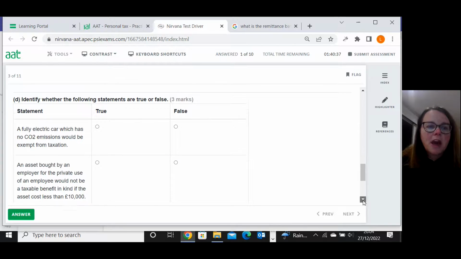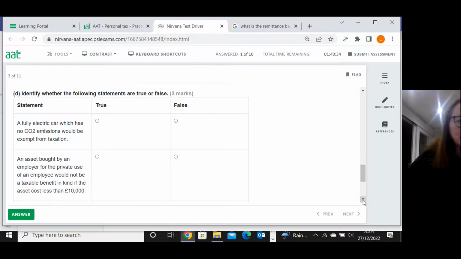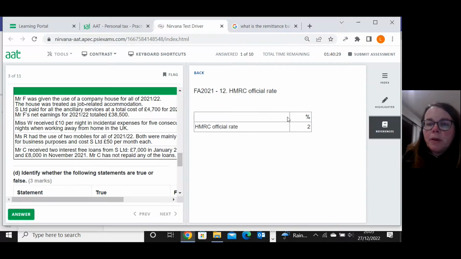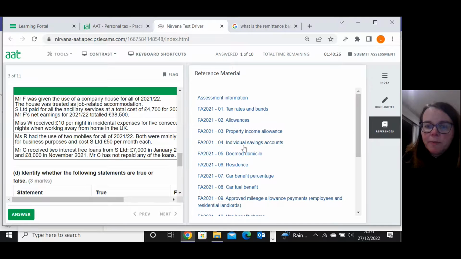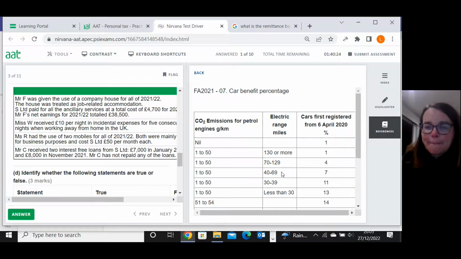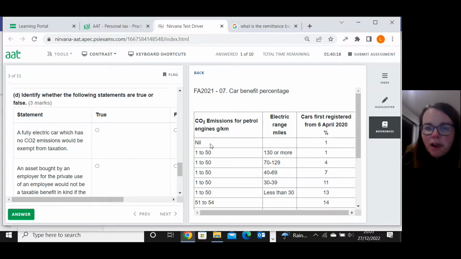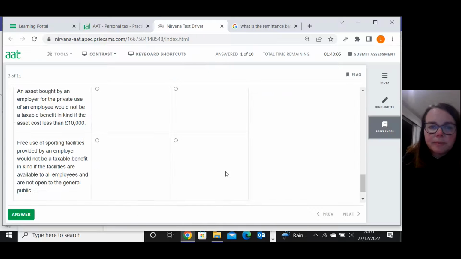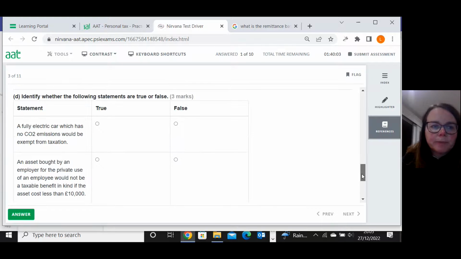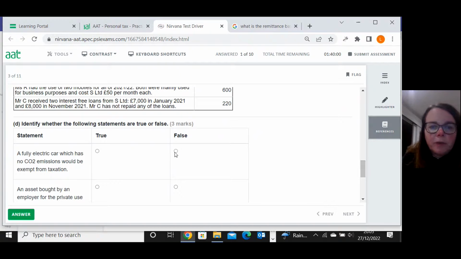True or false? A fully electric car which has no CO2 emissions would be exempt. So let's look at our reference material. Car benefit. So it said a fully electric car, fully electric with no CO2 emissions, so nil here, has still got a percentage of 1%. So it's not fully exempt. So that is false.